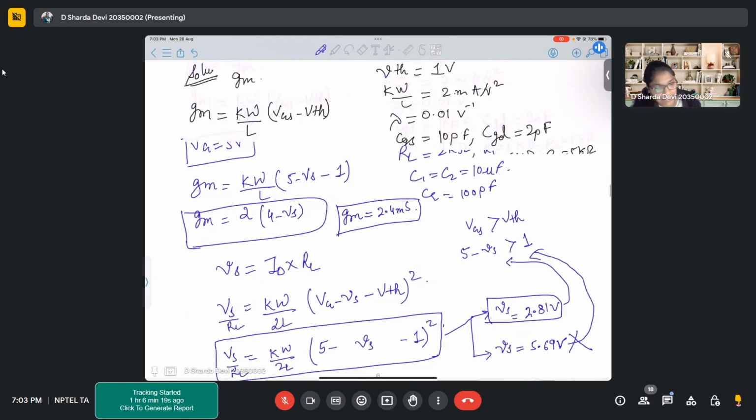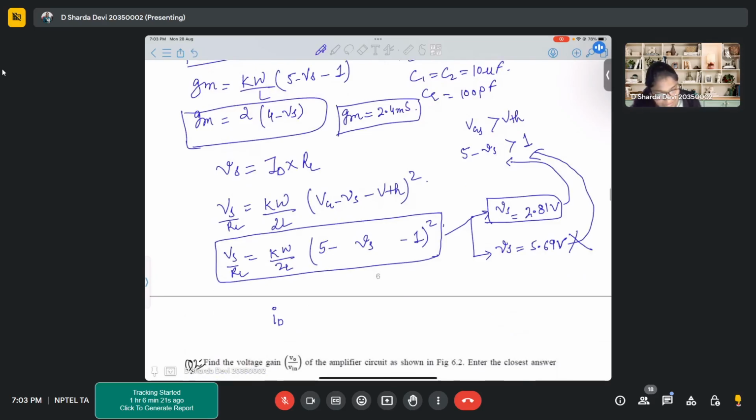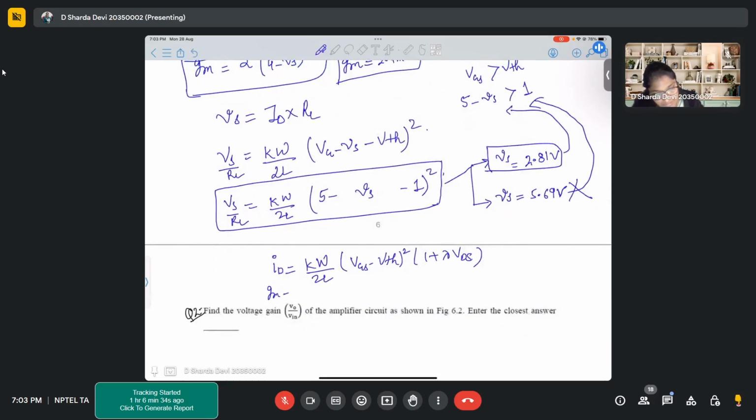I get your point. What you're saying is, if ID is KW by 2L, VGS minus VTH whole square, 1 plus lambda VDS, then your GM is dID by dVGS. So you will have KW by 2L into 2 VGS minus VTH into 1 plus lambda VDS, right? So why didn't we consider this extra term?